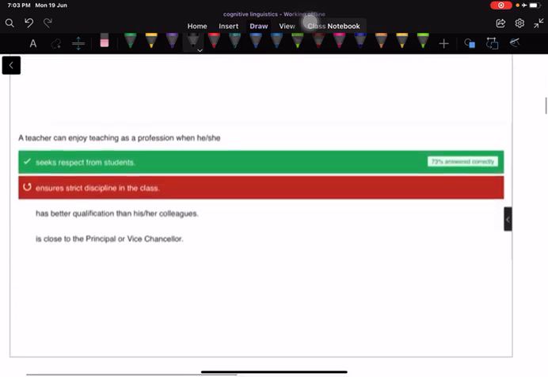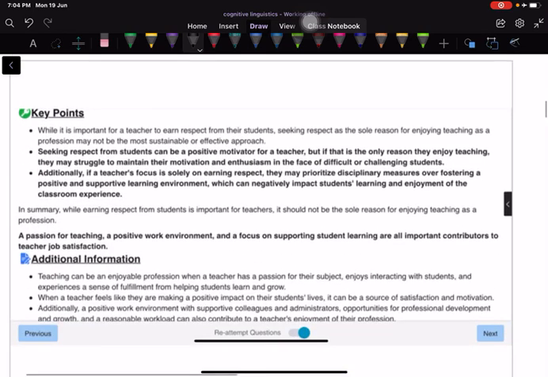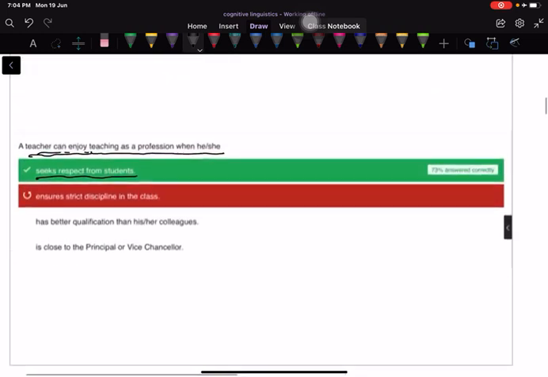And then you have a teacher. The next question: a teacher can enjoy teaching as a profession when he or she seeks respect from the students. So while it is important for a teacher to earn respect from students, seeking respect as the sole reason for enjoying teaching as a profession may not be the most suitable, most sustainable or effective approach.